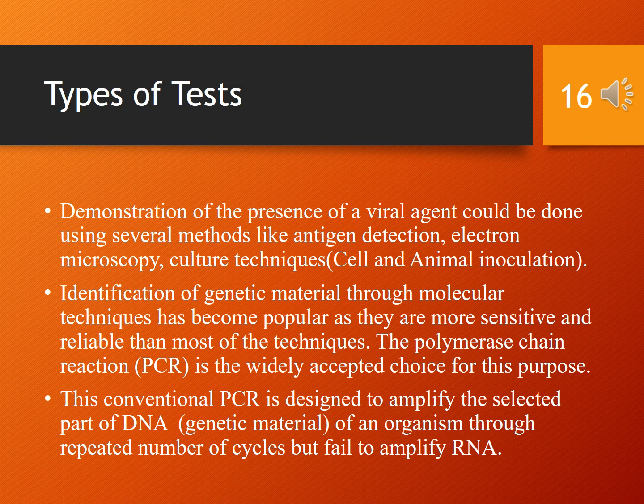Identification of genetic material through molecular techniques has become popular as they are more sensitive and reliable than most of the techniques. The polymerase chain reaction is the widely accepted choice for this purpose. This conventional PCR is designed to amplify the selected part of DNA of an organism through repeated cycles but fails to amplify RNA.